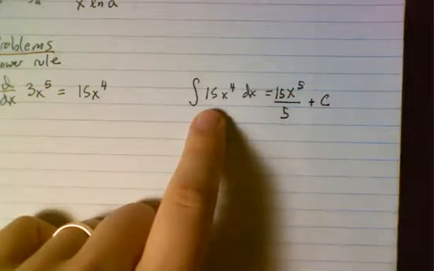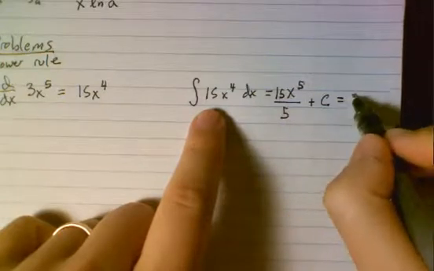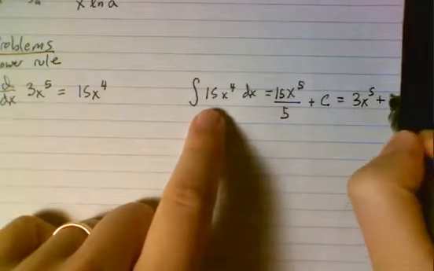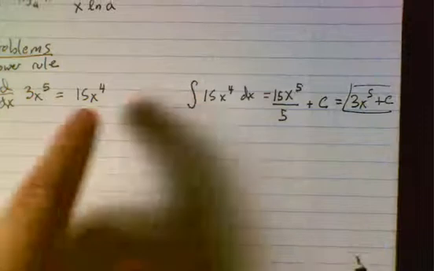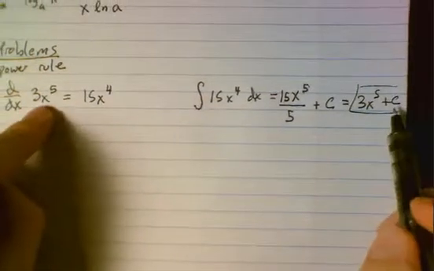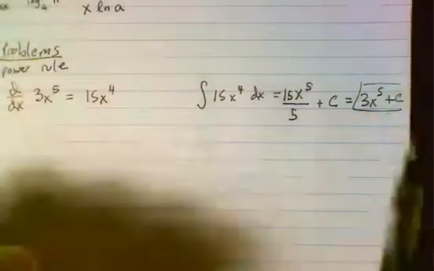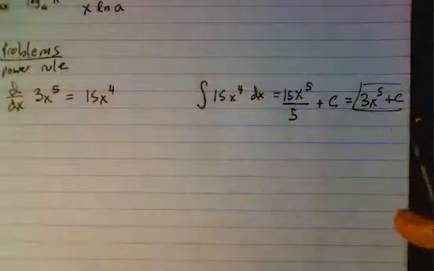Always have your plus c there. And then when we divide this right here, we get 3x to the 5th plus c. Make sure you don't forget the plus c. Right, what we have over here. The plus c is extra, but that just means that if we move the curve up and down, we're still going to have the same derivative.